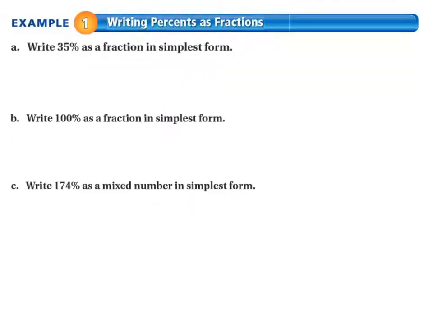Example 1, writing percents as fractions. Write 35% as a fraction in simplest form. As we just learned in the last slide, to write a percent as a fraction, you take that percent and write it as the numerator, and write 100 as the denominator, because this means 35 is the part and 100 is the whole. But it also says to write in simplest form. So we need to find a factor that goes into both 35 and 100, and it's easiest to find the greatest common factor. So the greatest common factor of 35 and 100 is 5.